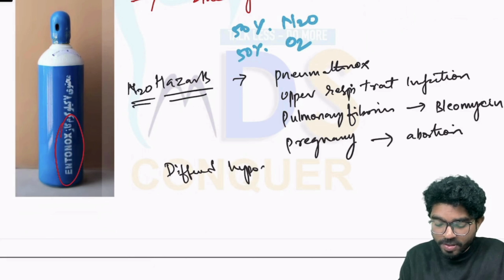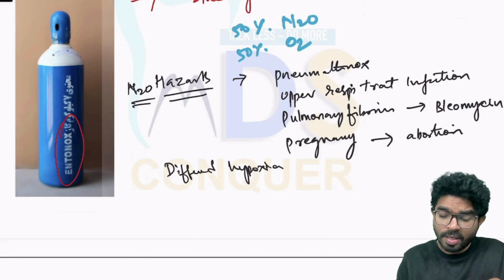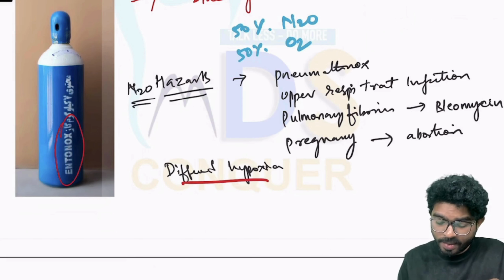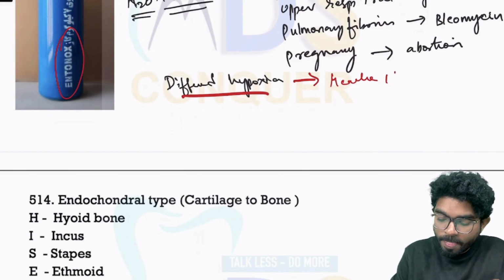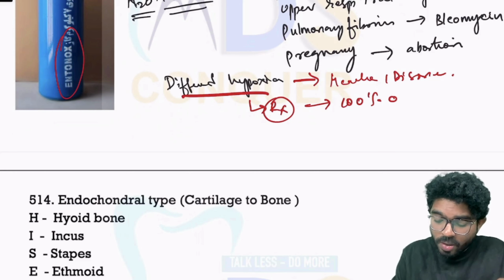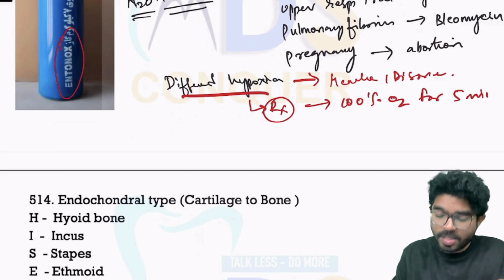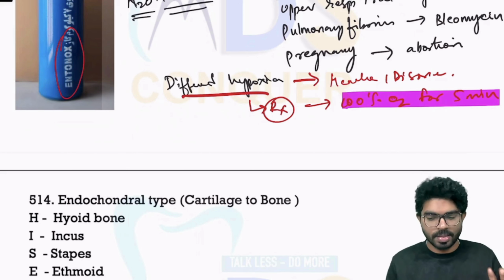And of course one more very important area, the question about nitrous oxide is diffusion hypoxia. Diffusion hypoxia is one of the common things that occurs after the usage of nitrous oxide. Immediately after nitrous oxide, the patient is going to have symptoms like headache, disorientation, and all these problems. What is the treatment of this? Yes, you're right guys, the treatment is giving 100% oxygen for 5 minutes after the procedure. You can avoid diffusion hypoxia, which is one of the most common complications seen after using nitrous oxide as conscious sedation in individuals.